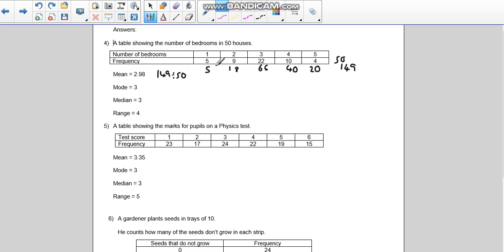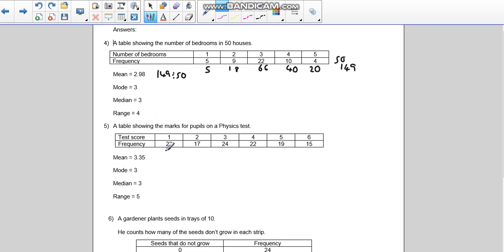The mode is the one with the highest frequency, so we'll look for the highest frequency, which is 22, and that's for 3 bedrooms. The median, well, for 50 houses, we're looking for the 25th and the 26th house. So the first 5 were 1s, then I had 9 2s, so that's 14 numbers altogether, and then I had 22 3s, so 14 add 22 is 36, so I've gone past 25. So the median must be 3, and then the range of numbers of bedrooms is the highest number take away the lowest number, which is 4.